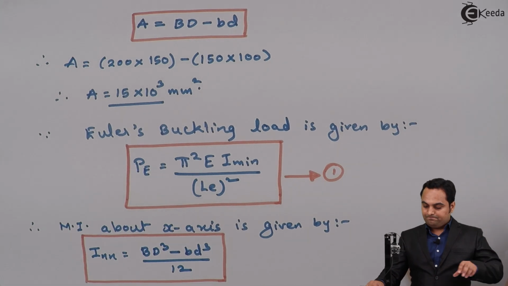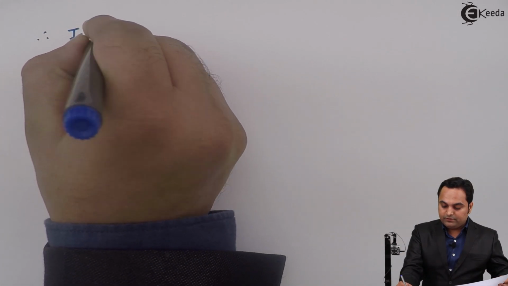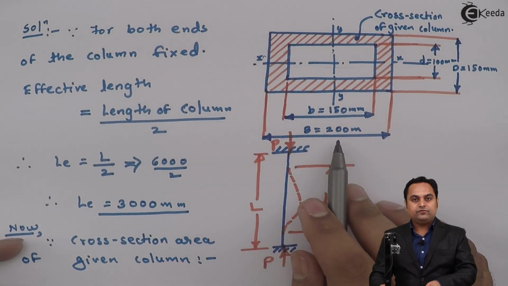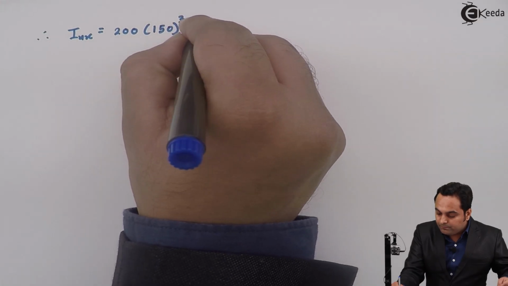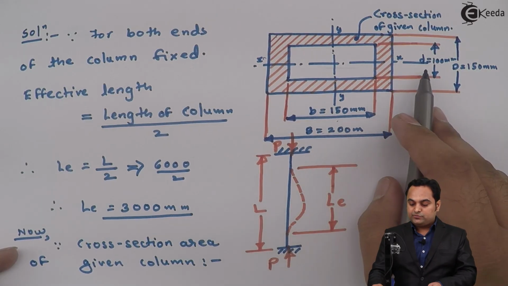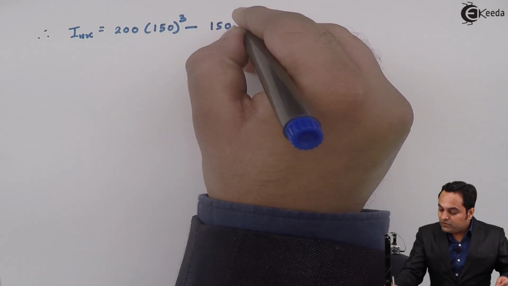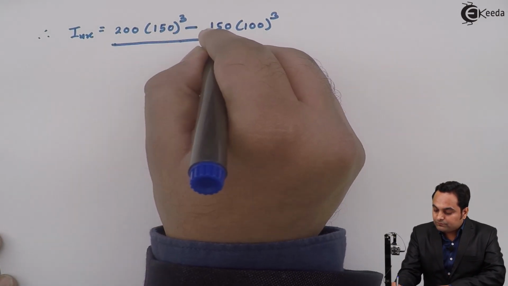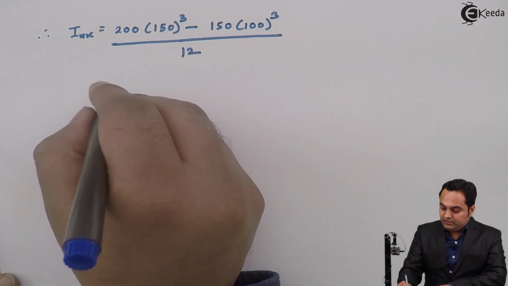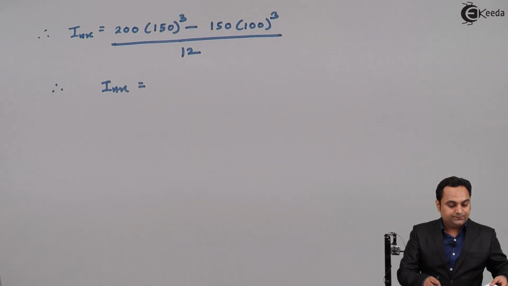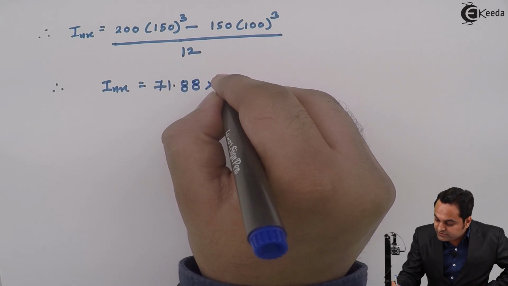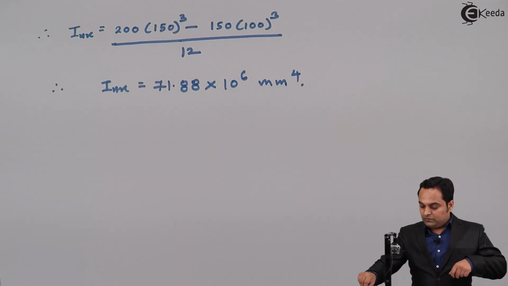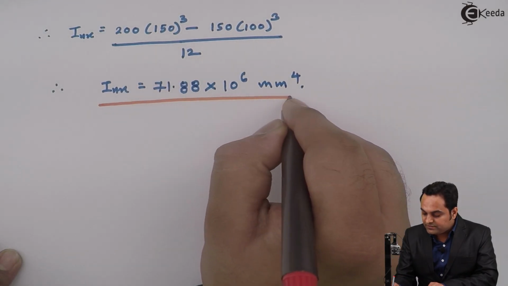So putting the values here, therefore Ix will be, now here if we see, capital B is 200 and D is 150, so it is 200 into 150 cube minus small bd cube, small b is 150, small d is 100, so 150 into 100 cube divided by 12. So after we calculate this, we will get the answer of Ix as 71.88 into 10 raised to 6 mm raised to 4. So this is the moment of inertia about horizontal axis, that is x axis.